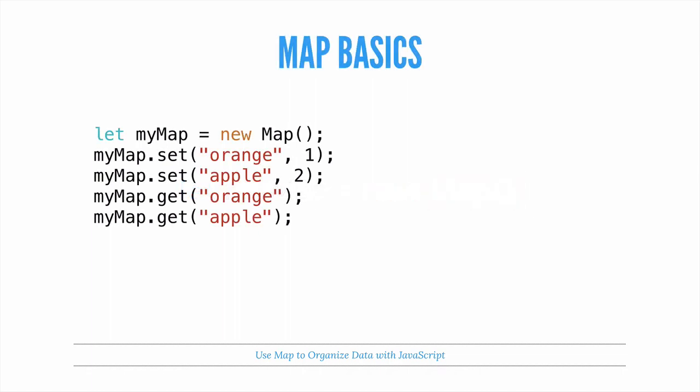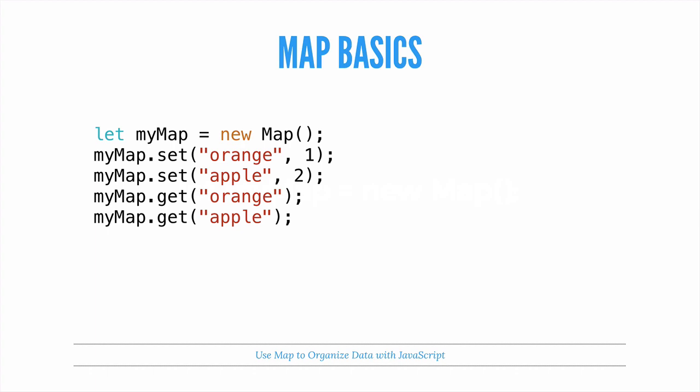You store values in a map using the set method, and the values always go in pairs. When you use set, the first argument is the key, and the second argument is the value associated with that key. So here, I'm adding two key value pairs to the map, the key orange with the value 1, and the key apple with the value 2. To get the values of the keys back out of the map, I can use the get method.